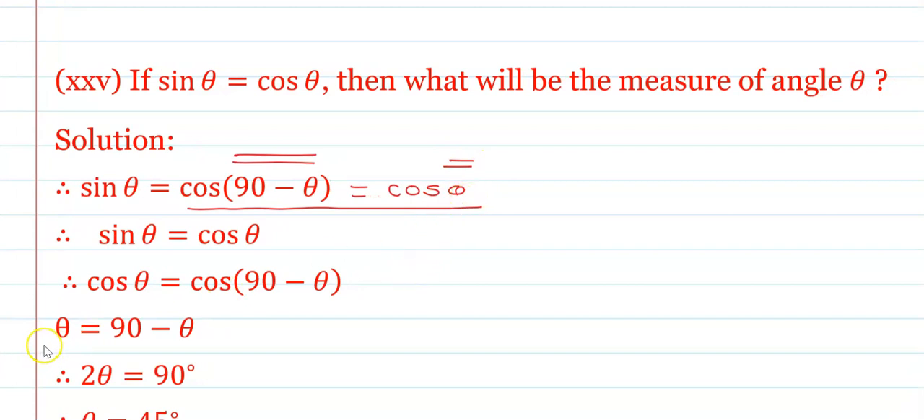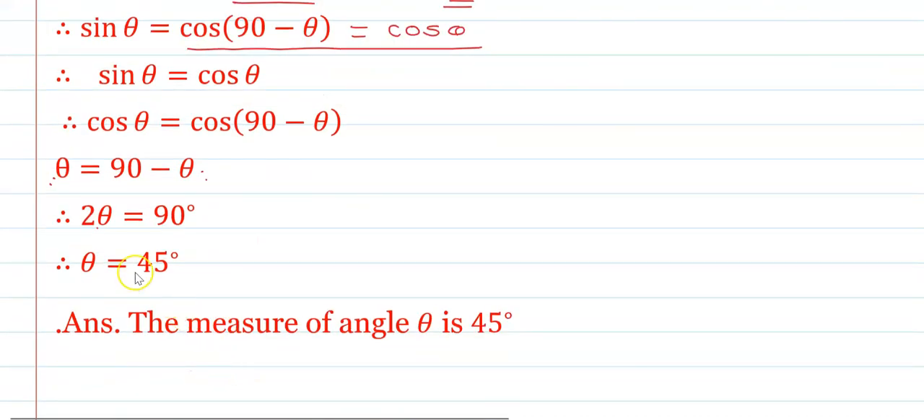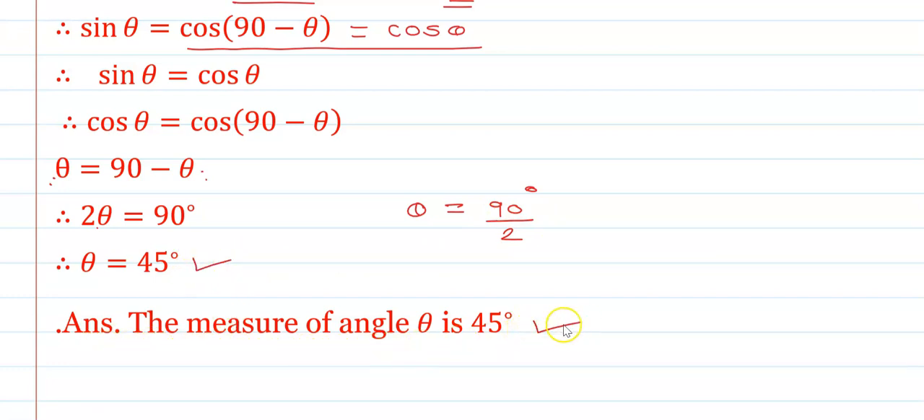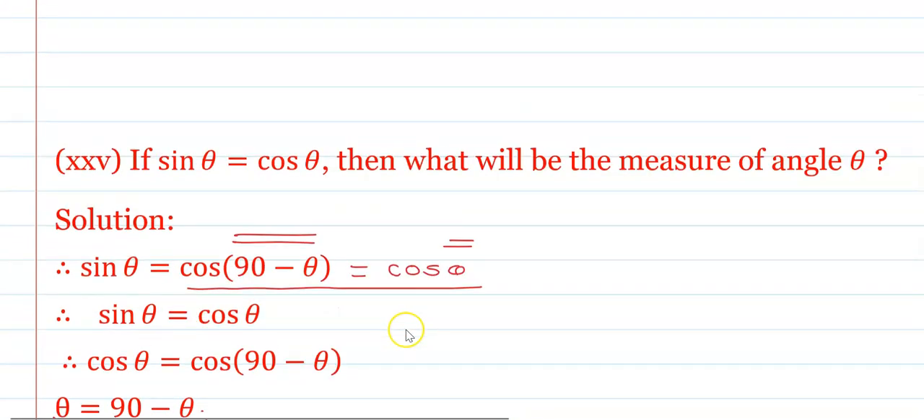Therefore, we write here theta is equal to 90 minus theta. Bring this theta to the left hand side. Theta plus theta, that is 2 times theta, is equal to 90. Therefore, theta is equal to 90 degree upon 2, that is equal to 45. Therefore, the measure of angle theta is 45 degree. Now the next question.